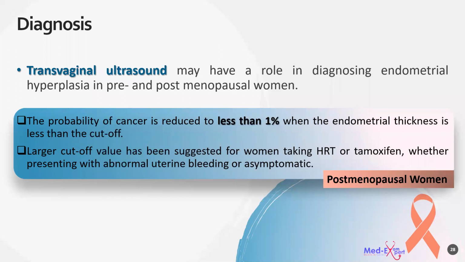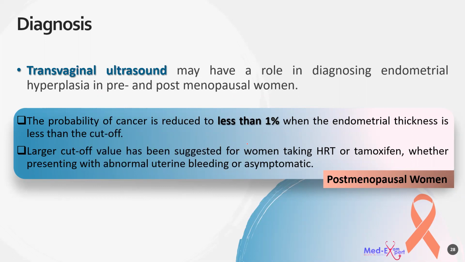And by using this cutoff, the probability of cancer is reduced to less than 1% when the endometrial thickening is less than this cutoff value. So below 3 or 4 millimeters, some protocols use the 3 cutoff and some others use the 4. The guideline mentioned 3 to 4. And below this cutoff, the risk of endometrial cancer is less than 1%. But also we have to put larger cutoff values for those women taking HRT or tamoxifen.